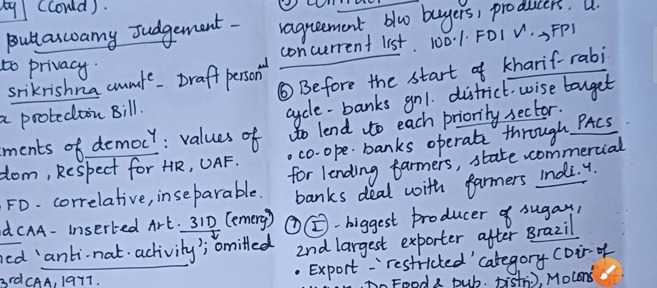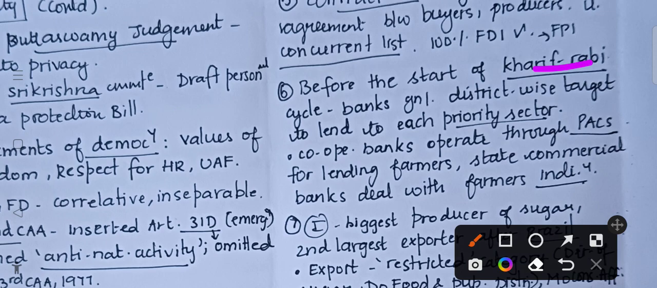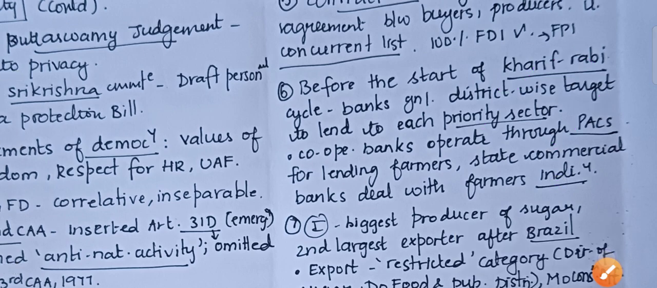And the next fact is about, before the starting of the Kharif and Rabi cycle itself, banks are given district-wise targets to lend to each priority sector. So before the starting of the season, they will be given the district-wise target of priority sector lending. In case of cooperative banks, it operates through PACS, Primary Agri Credit Society, for lending to farmers, whereas in case of state commercial banks, they directly deal with farmers individually.